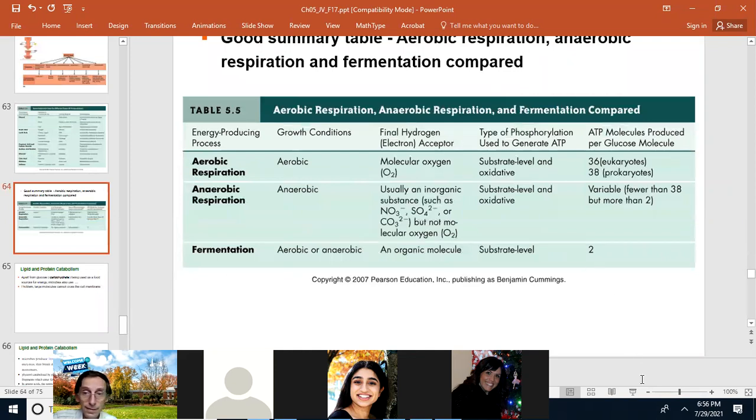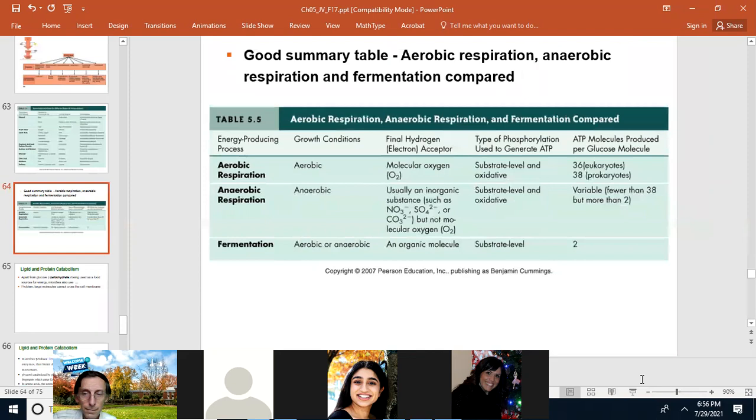If not, let's take a look at a little summary here. Aerobic respiration: the final electron acceptor is oxygen. The ATP production is 36 to 38 ATPs. Anaerobic respiration is a variable number, but it's fewer than 38, and it's some number between 2 and 36 ATP. And then fermentation, you only generate 2 ATP molecules. All right, any question about any of that?